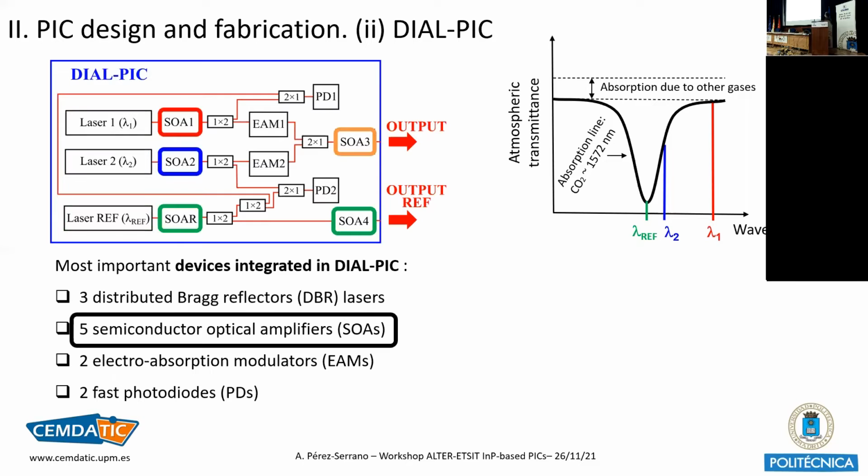Then we have 5 semiconductor optical amplifiers that are noted here. Some are used as optical gates to control the output power of the different lasers, and these 2 are for boosting the output of the chip signals. This is the output for the signals that we are going to use for the measurement, and this output there is the output for the reference signal.